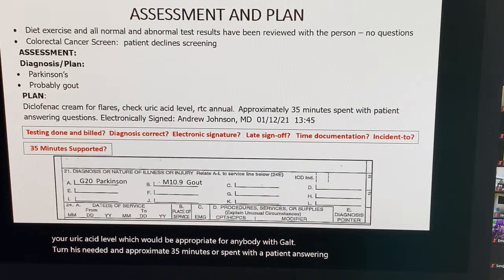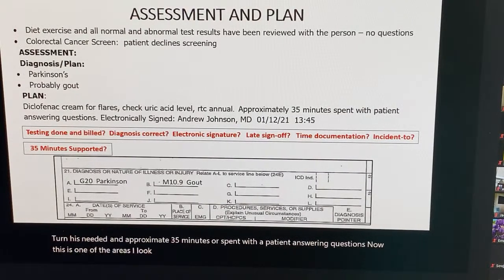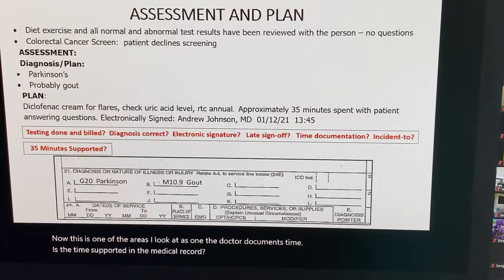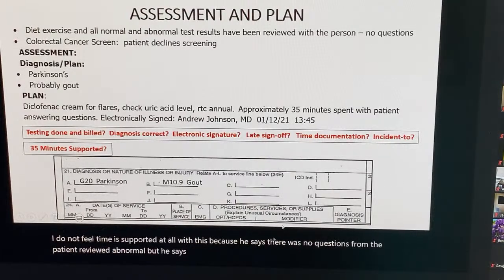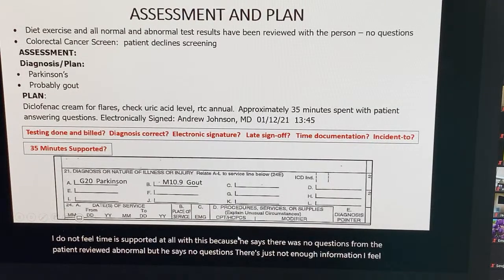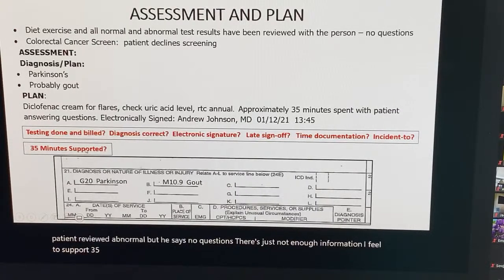Now, this is one of the areas I look at when the doctor documents time. Is the time supported in the medical record? I do not feel time is supported at all with this because he says there were no questions from the patient. Reviewed abnormal, but he says no questions. There's just not enough information, I feel, to support 35 minutes. I know some doctors can get through this in 15 minutes, other doctors might take a little bit more. But again, I do not feel supported for 35 minutes.